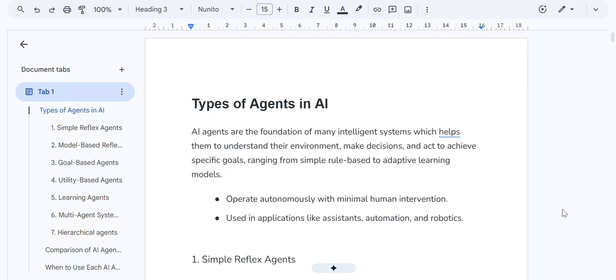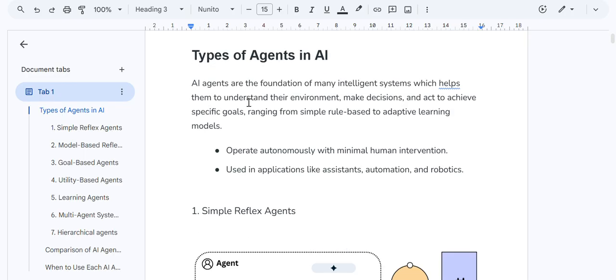Today's topic is the types of agents in artificial intelligence. So, types of agents, AI agents. AI agents are the foundation of many intelligent systems, which helps them to understand their environment, make decisions, and act to achieve specific goals, ranging from simple rule-based to adaptive learning models.